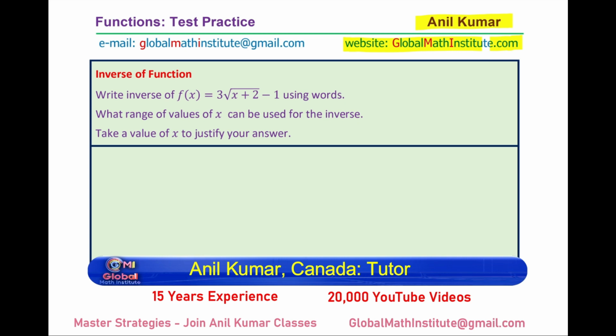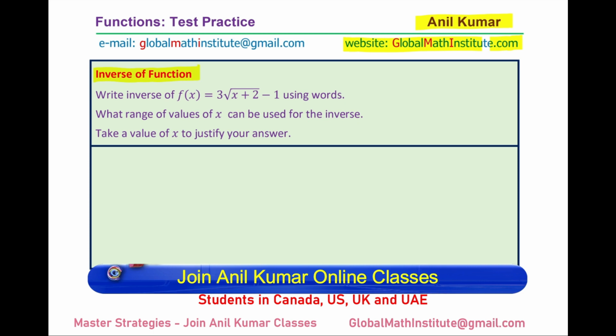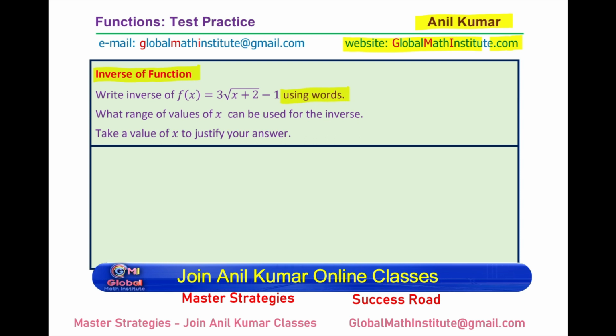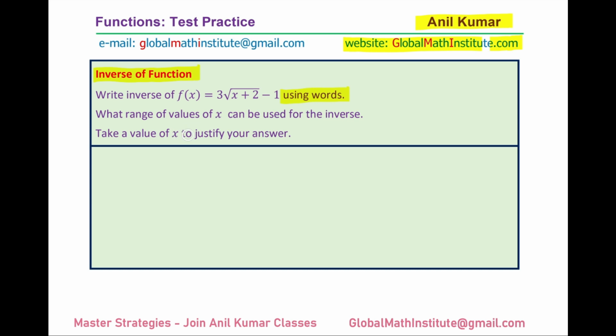Let us explore a very powerful technique for finding inverse just using words. In this video, we will find the inverse of a function using just words, not algebraically. So the question here is: write the inverse of f of x equals 3 square root of x plus 2 minus 1 using words. What range of values of x can be used for this inverse? And take a value of x to justify your answer. These are the parts of this question. I'd like you to pause the video, answer the question, and then look into my suggestions.